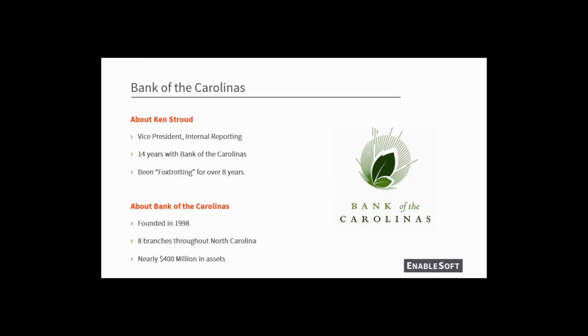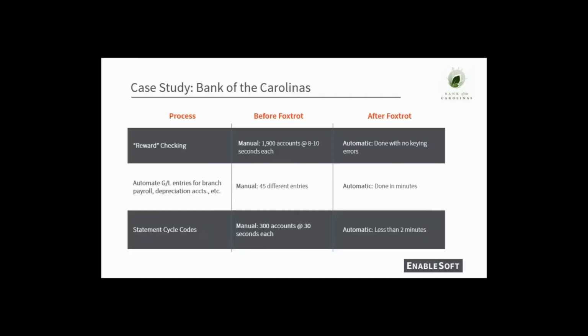Thanks, Greg. As you said, my name is Ken Stroud with Bank of the Carolinas. We were founded in 1998, and I've been here since 2000. So been here quite a while. We have 8 branches throughout North Carolina, and we're right around $400 million in assets.